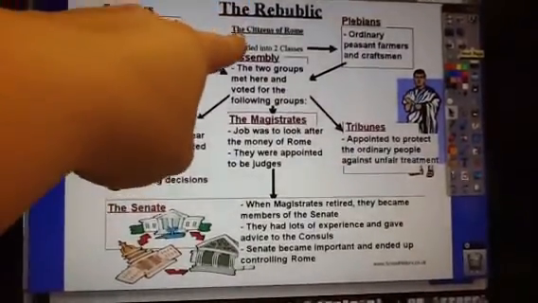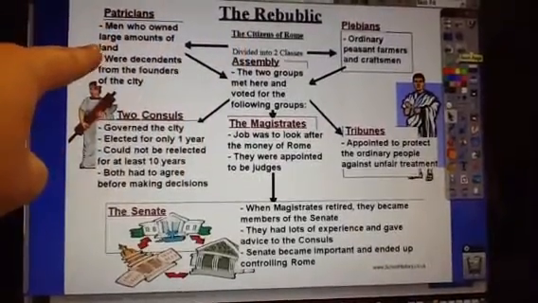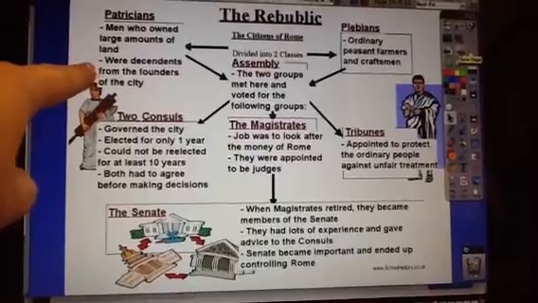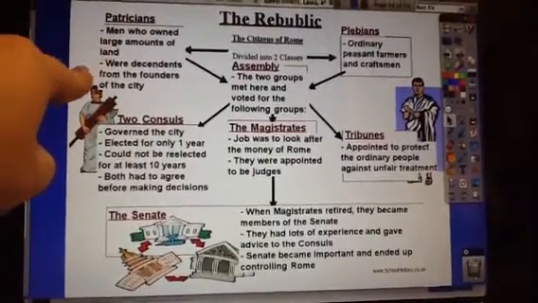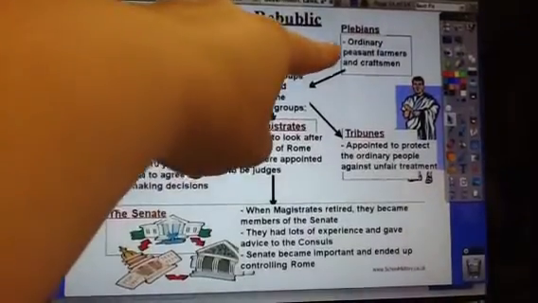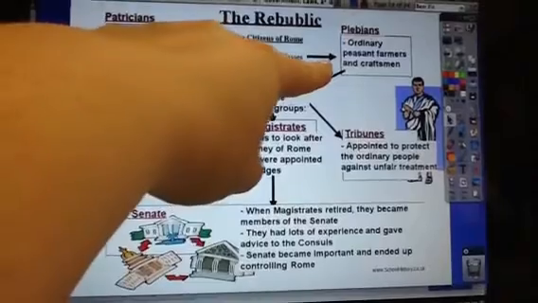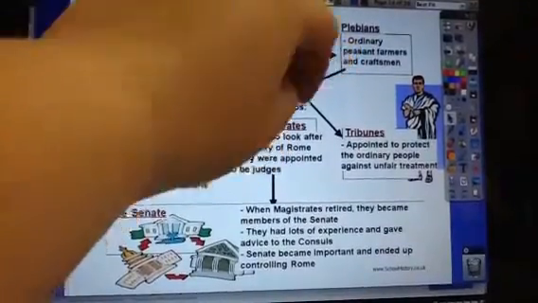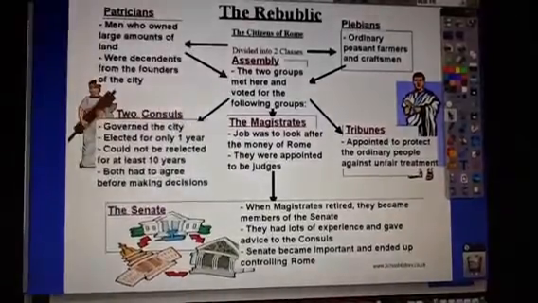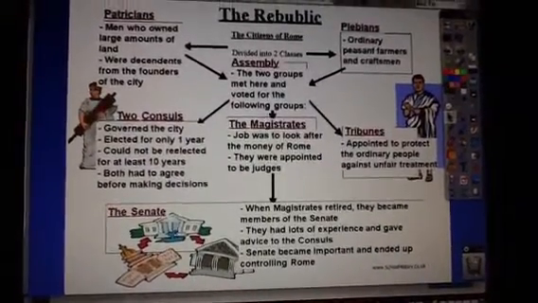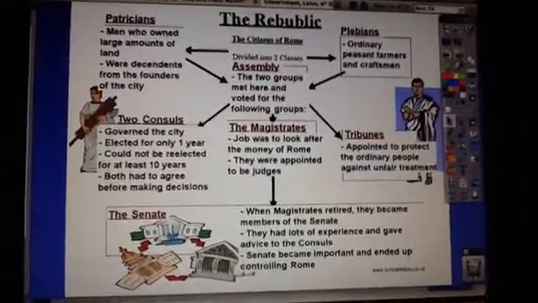You have the citizens of Rome. You have two groups. You have the patricians, men who own large amounts of land and were descendants from the founders of the city. They were rich and wealthy. Then you have the plebeians. They were ordinary peasants, farmers, and craftsmen. So they were the common people, the everyday people like you and me. They both made up the assembly. The two groups met here and voted for the following groups.